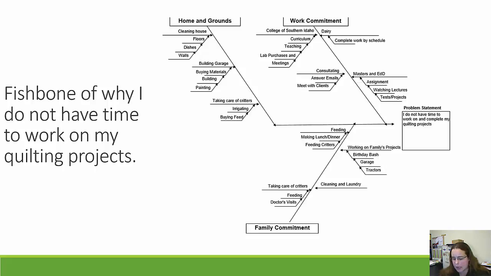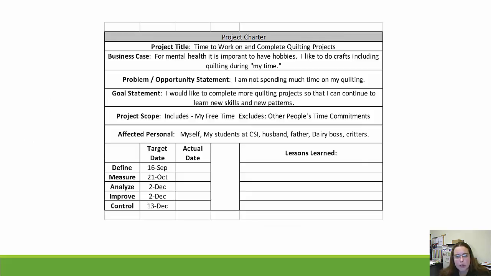And so I want to measure that. So that is what I'm going to be measuring. So I made a project charter, and the scope includes my own free time, not other people's time. Affected personnel would be myself, my students at CSI, my family, my husband, my father, my boss at the dairy, and then of course my critters, because they need fed and we need to irrigate and those kinds of things. And so my dates are going to be basically the dates that these presentations are due. So those are my target dates, to complete each step, moving on into the measure phase.